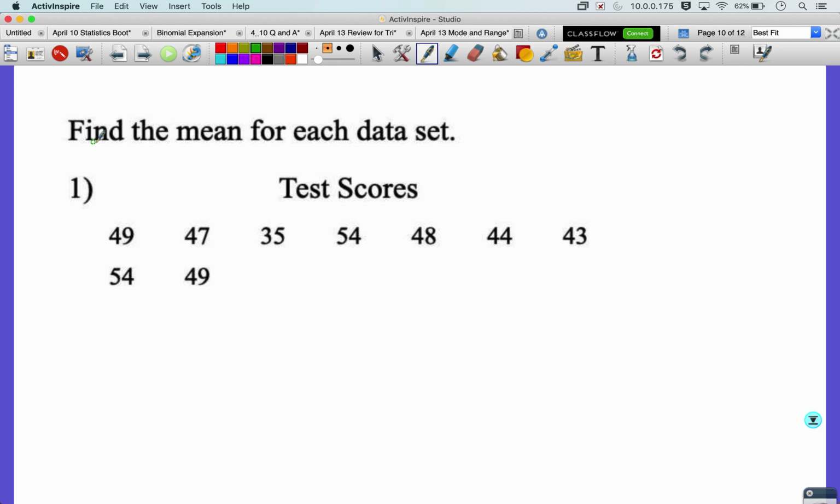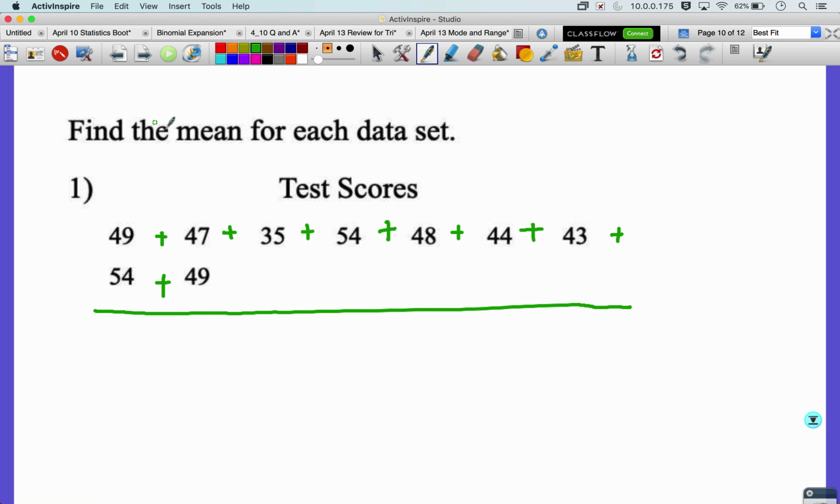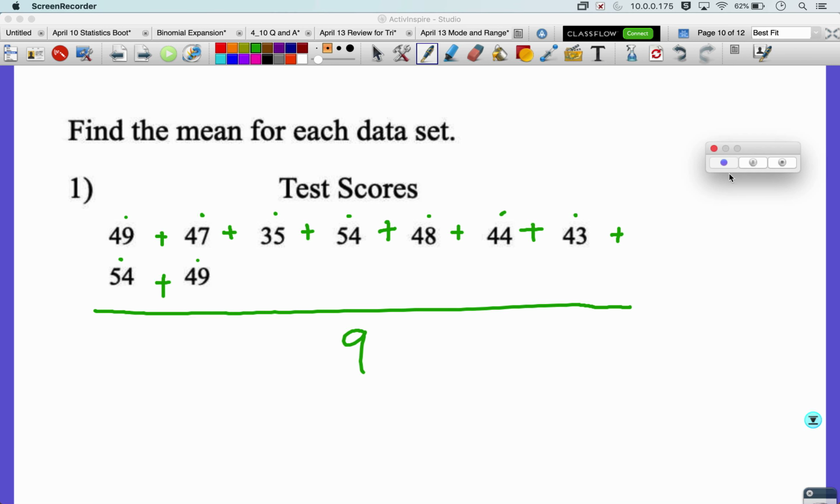All right, so here we've got a bunch of test scores. We want to figure out kind of what the average test score was, but the type of average we want is the mean. So what I'm going to do is add these all up. I can just put little pluses in here. And then I'm going to take that sum and divide by 1, 2, 3, 4, 5, 6, 7, 8, 9. All right, I'm going to pause the video again to add all of these up.